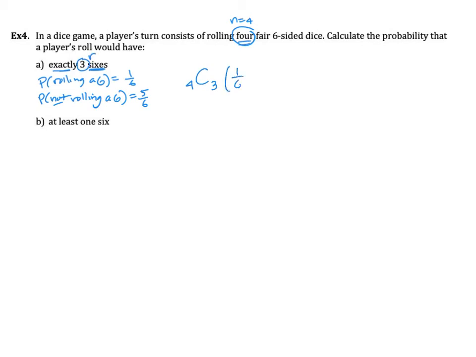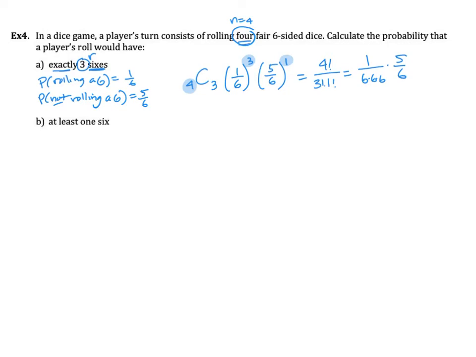And the probability of rolling a 6 is 1/6. So that's to my 3rd power. And the probability of failure, or not rolling a 6, is 5/6. And once again, these 2 exponents need to add up to give me that value n, so it's going to be to the 1st power. So then I would calculate this: 4 factorial over 3 factorial, 1 factorial, times 1 over 6 times 6 times 6, times 5 over 6. You should be able to do this on your own. Do some canceling, see what you get.